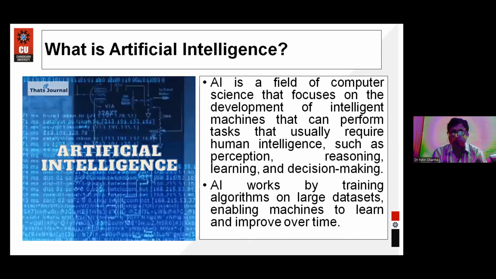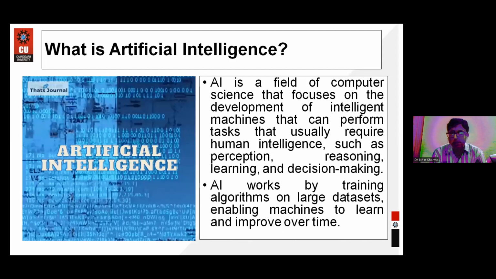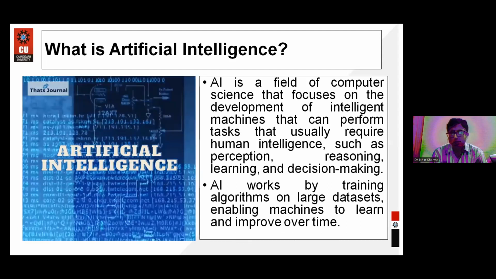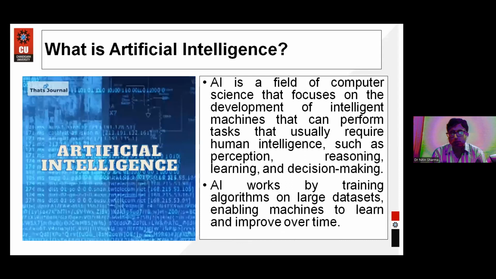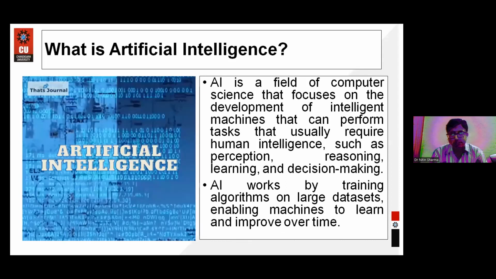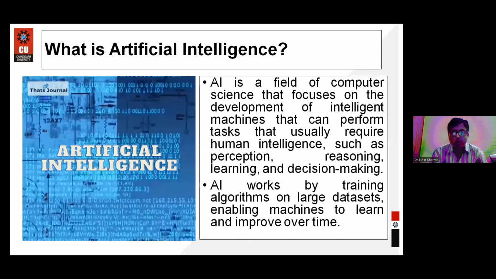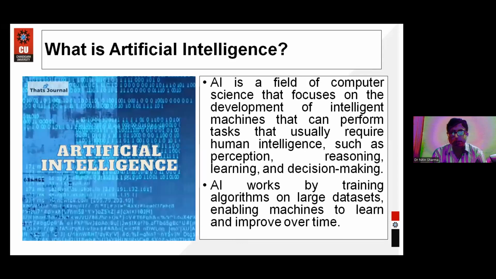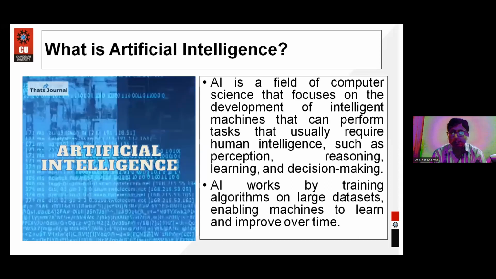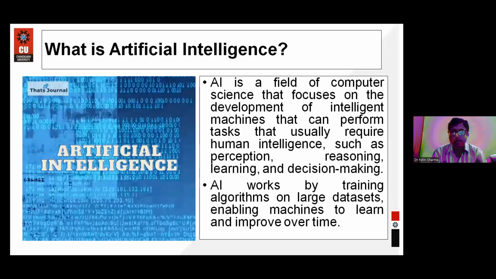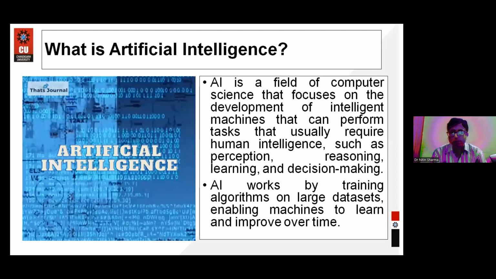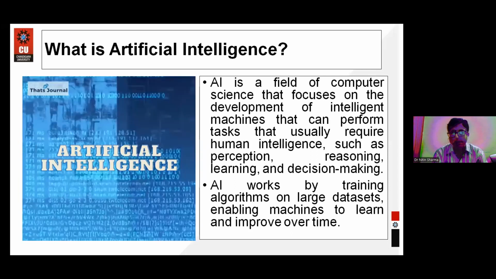So how are we people different from machines? We have our own ability to take inputs from the environment through our senses, and with the help of our brain we can make decisions in any situation. In that sense we are different from machines, while machines don't have that ability to take decisions. So now we are in a position to make the machine learn, and they can also take decisions. AI works by training algorithms on large data sets, that is the input information we are feeding the machine, and enabling the machine to learn and improve over time. It's not only that we have made them learn, we want them to improve as time passes. That is the main motto behind AI.